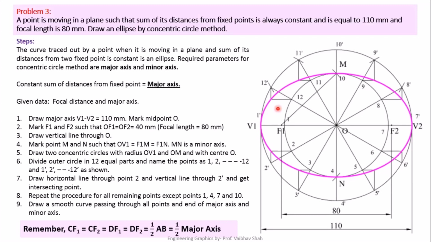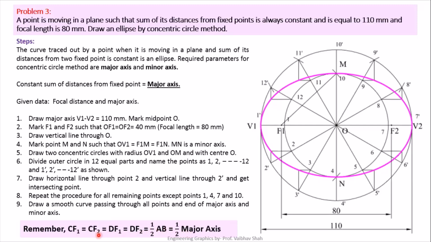And after getting this point, you have to just simply connect all the points to get your required ellipse. So here you have to remember, to get your focal point or your minor axis point, this equation: CF1 is equal to CF2 is equal to DF1 is equal to DF2 is equal to half the major axis AB, or half major axis.